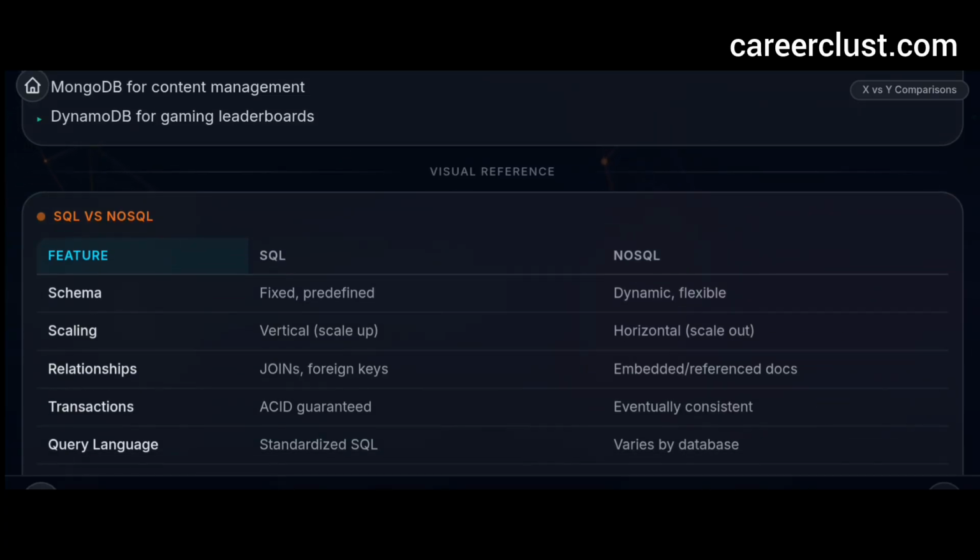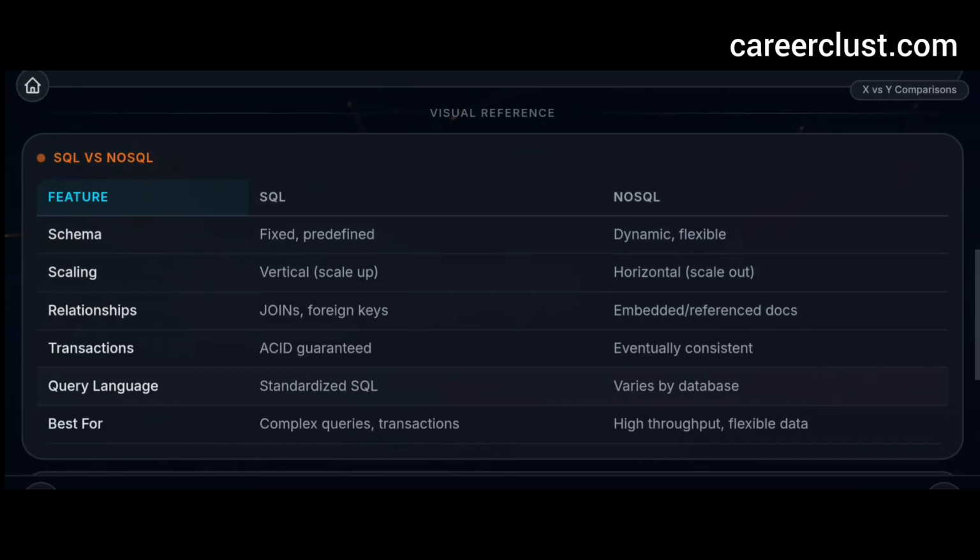So if you see the table here, it has the features, SQL and NoSQL. Coming to schema, in SQL the schema is fixed and predefined, and in NoSQL it is dynamic and flexible. The next feature is scaling. In SQL, it is vertical, scale up. In NoSQL, it is horizontal, which means scale out.